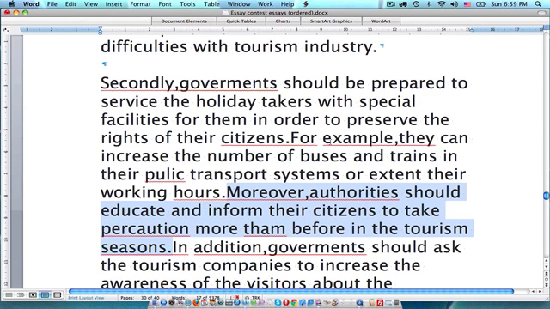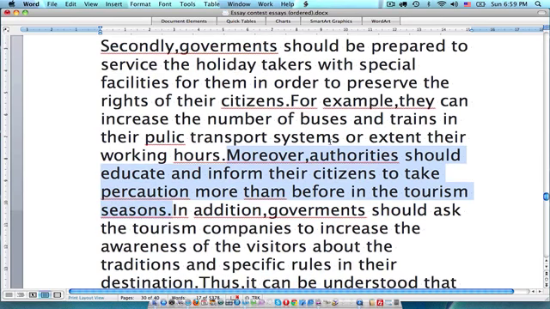So, for example, they can increase the number of buses and trains in their, I think that's public transport systems, or extend their working hours. So anyway, Adafa, you need to discuss these examples, and you have to show the reader, how does this link? How does this prove what you're trying to say? These could be perfectly good examples, but I don't see the link back to your thesis. You have to show me, you have to explain in your discussion sentence what this link is.